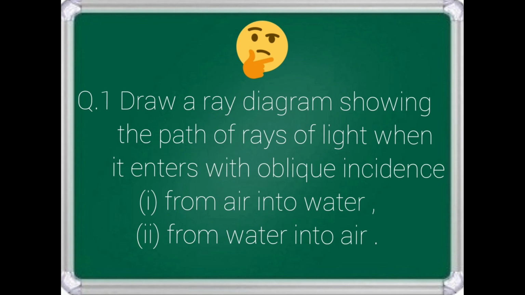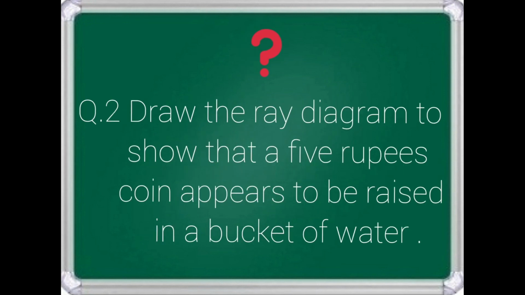Question 1. Draw a ray diagram showing the path of rays of light when it enters with oblique incidence, first, from air into water, second, from water into air. Second question, draw the ray diagram to show that a 5 rupee coin appears to be raised in a bucket of water. I will discuss these questions in my next video.